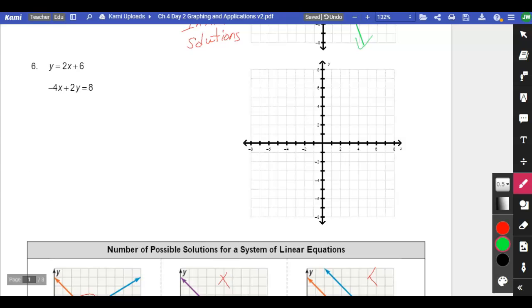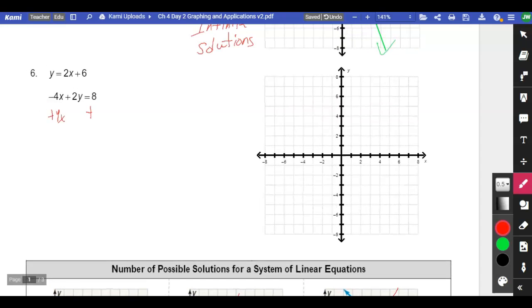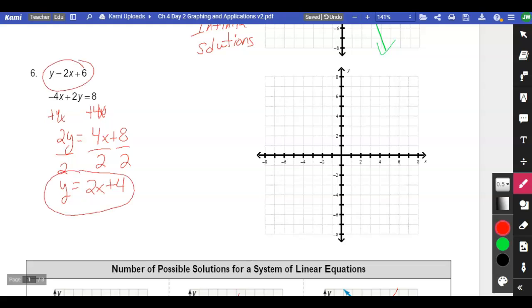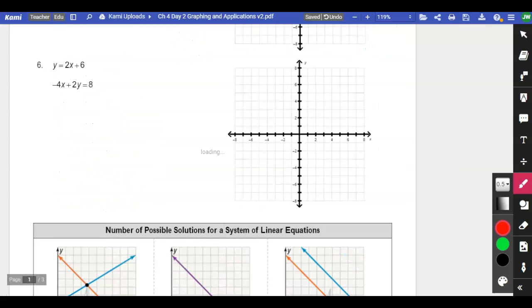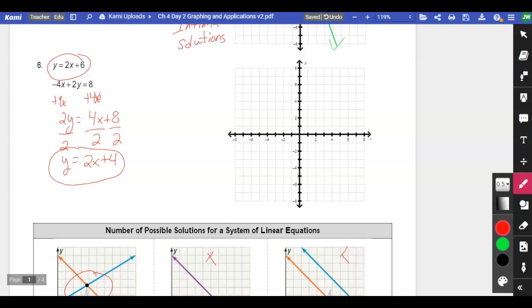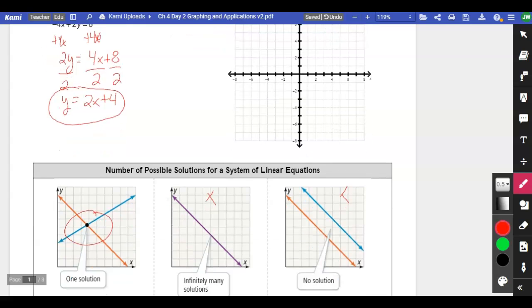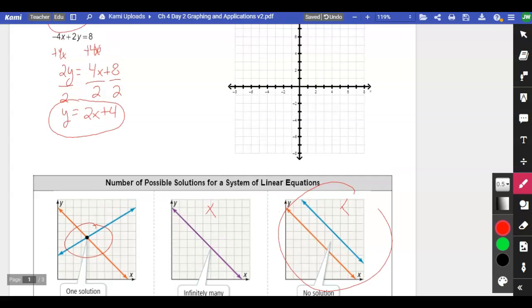So if I come down here on this one, when I add my 4x to both sides, I get 2y equals 4x plus 8. Divide both sides by 2, and I divide all of these things by 2. Y equals 2x plus 4. So you notice that's really similar to this. When they have the same slope but a different y-intercept, this is what we have right here, over here now.